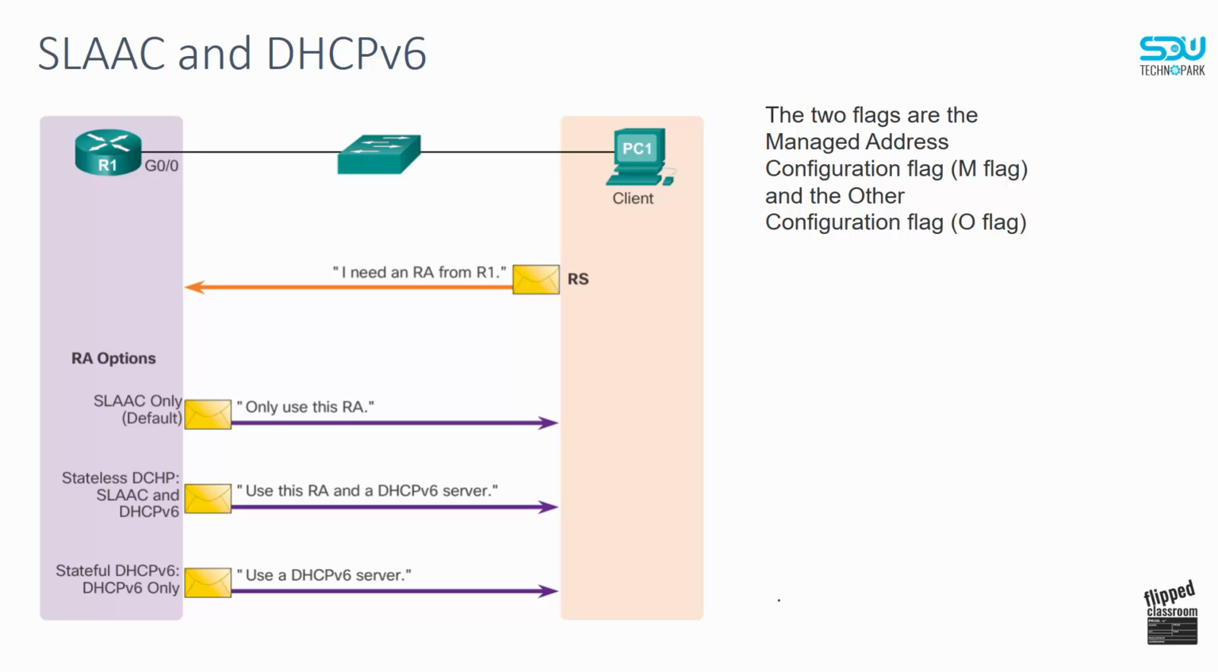Alright, and let's take a look at the options of the RA messages. As you already know, our client is sending an RS message, router solicitation message, and the reply can be given to us in three ways. RA variant 1, option 1, SLAAC only, which is used by default.